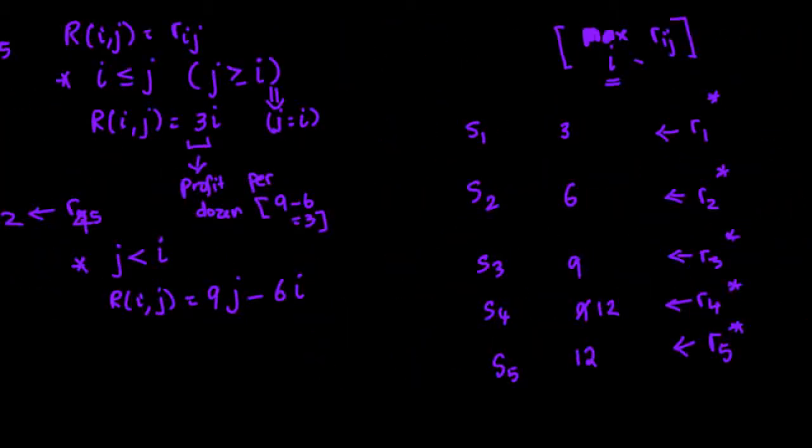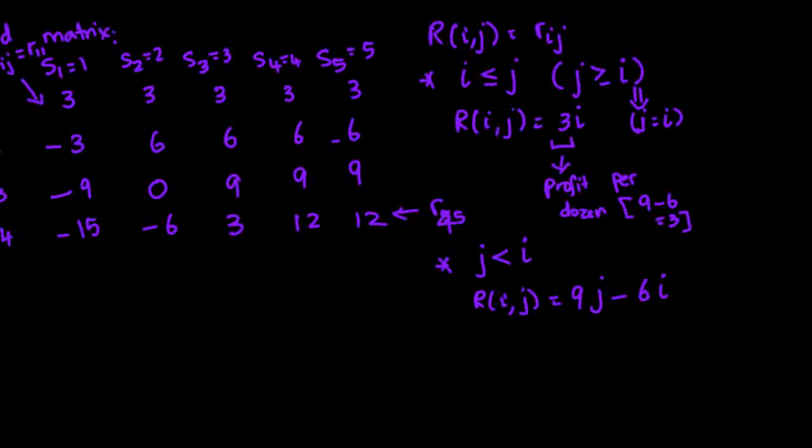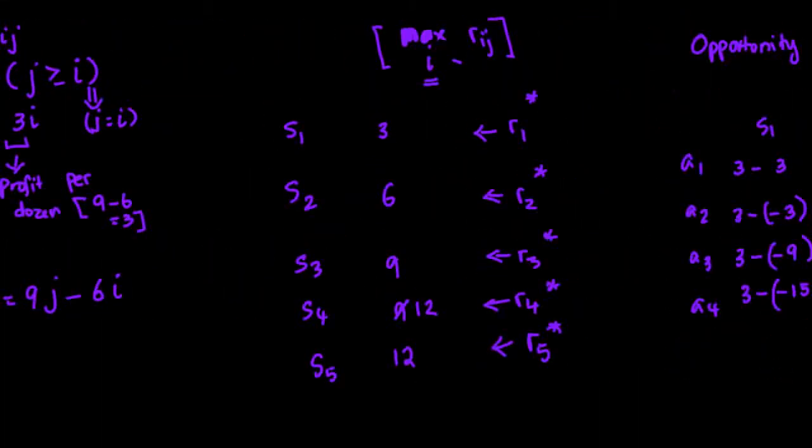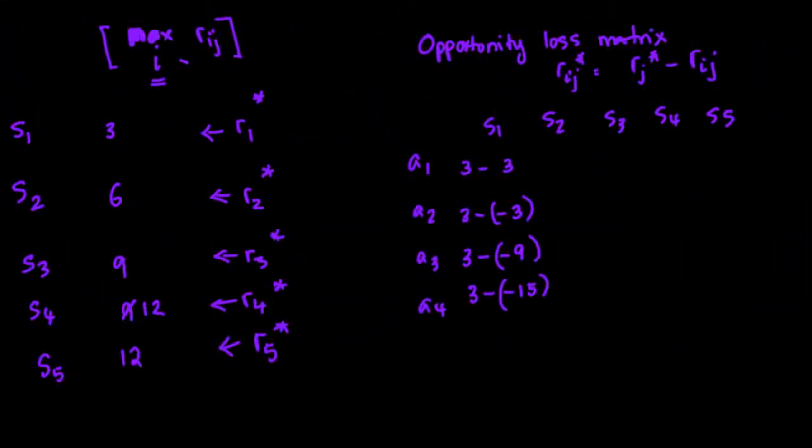Now the second column of the reward matrix is 3, 6, 0, negative 6. So I would have 3, 6, 0, negative 6. And I would subtract the second reward, the maximum opportunity that I would have had would just be R2 star. So that would be 6 minus 3, 6 minus 6, 6 minus 0, and 6 minus of minus 6.